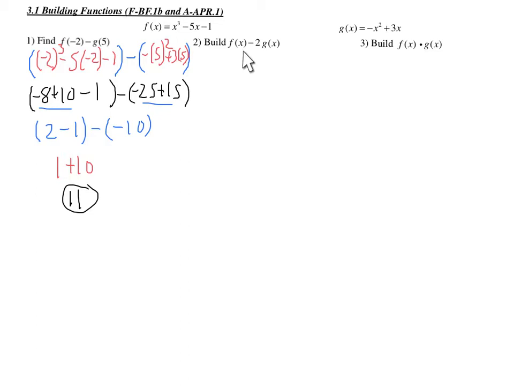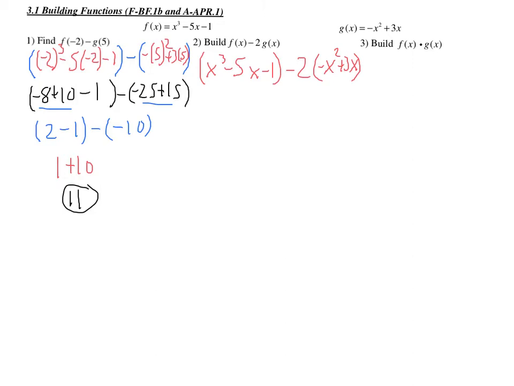Alrighty, for number 2 here, we're going to take the function f of x and subtract 2 times g of x. So our answer will be a polynomial. So let's do this. F of x is x cubed minus 5x minus 1. And we're going to subtract 2 times g of x. G of x is, it looks like, negative x squared plus 3x. So we're simply doing what it said, taking f and subtracting 2 times g.